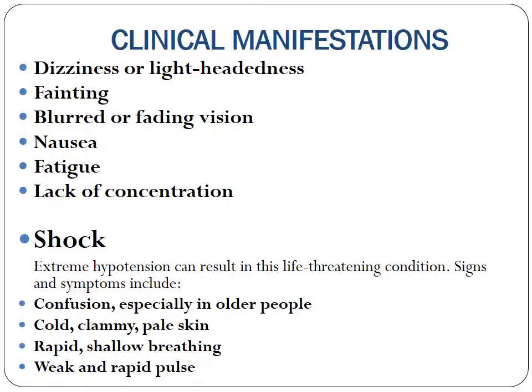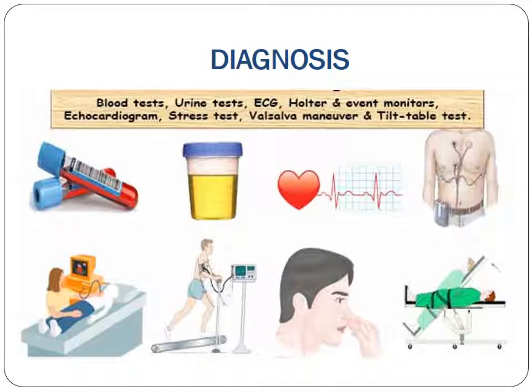The patient is going to feel dizzy or lightheaded, with fainting, blurred or fading vision, nausea, vomiting, and lack of concentration. The patient can also go into extreme shock, and the signs of shock include confusion, cold and clammy skin, rapid shallow breathing, and a weak and rapid pulse. How do we diagnose this condition?